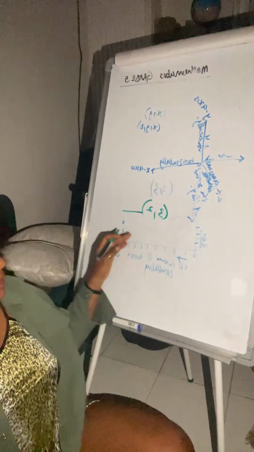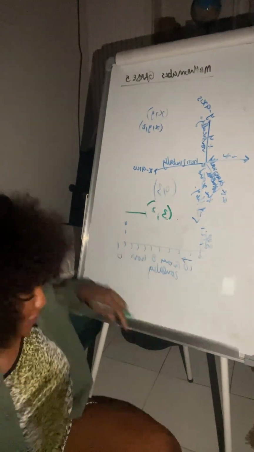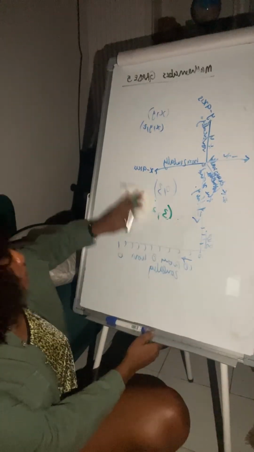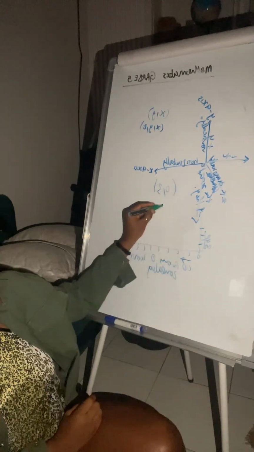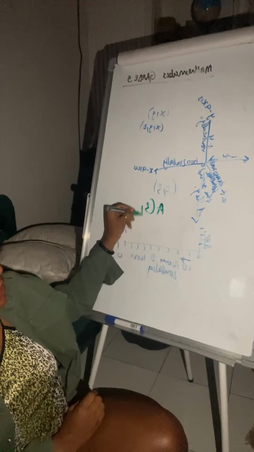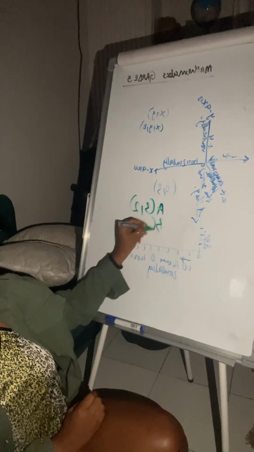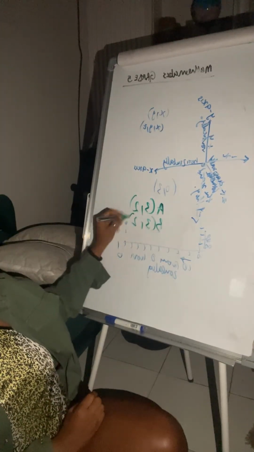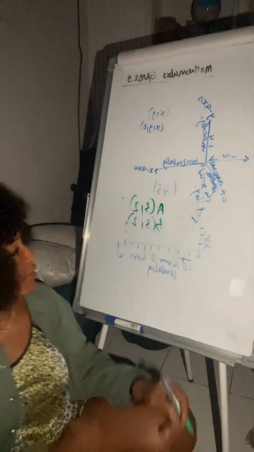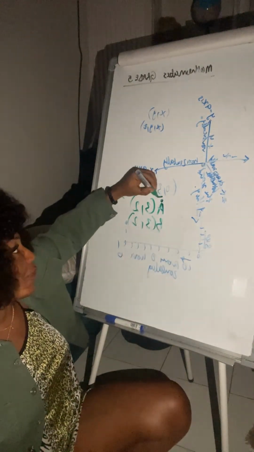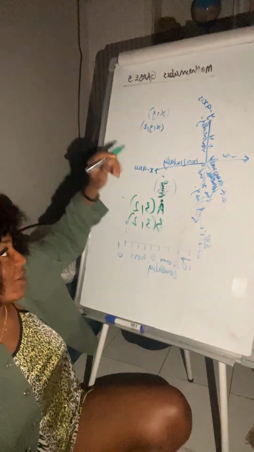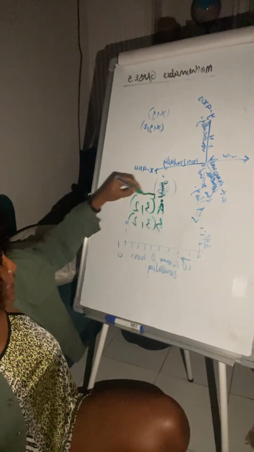So a point like this, a complete pair, will give you something like this: A (3, 2), B (3, 2), etc. Right? The point A is the point on the graph. These are the ordered pairs.